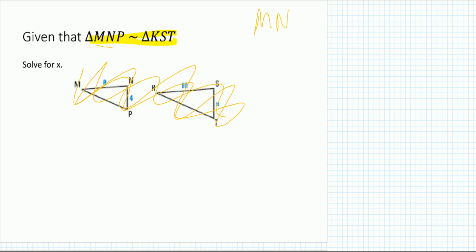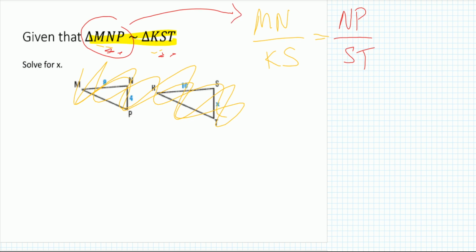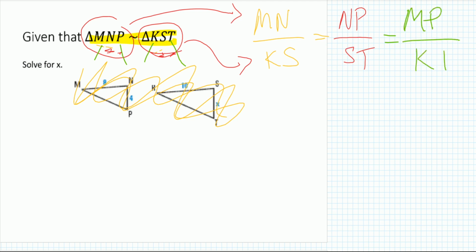So MN is compared to KS, because those are the first two letters. And then I can do the next two letters, which is going to be NP, comparing that to ST. Notice how I'm putting these ones in the numerator, and the second ones in the denominator. You cannot flip-flop these. That's very important. And then the last one is the first letter, last letter, first letter, last letter. So we're talking about NP comparing that to KT.